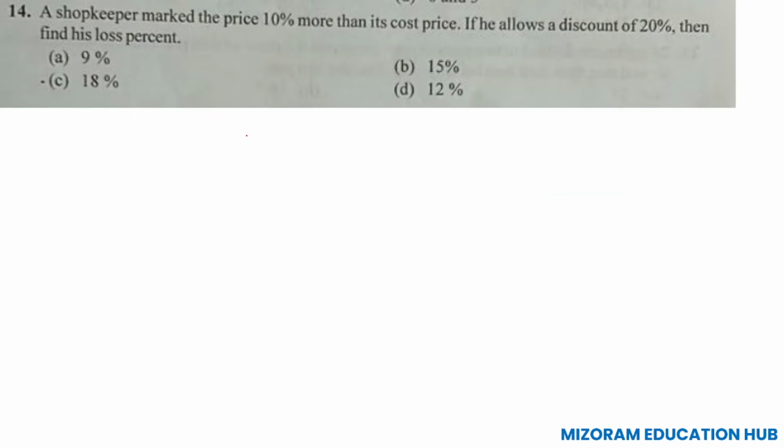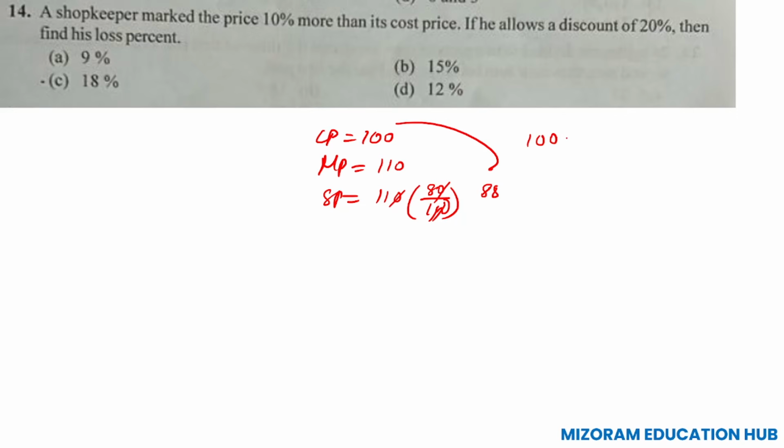A shopkeeper marked the price 10% more than its cost price. If he allows a discount of 20%, find his loss percent. Just consider cost price 100. Marked price is a 10% increase, so 110. The selling price will be after 20% discount, so 80% of the value, so 88. What is the gap? 12. 100 minus 88 is the total loss. So 12% is the correct answer.